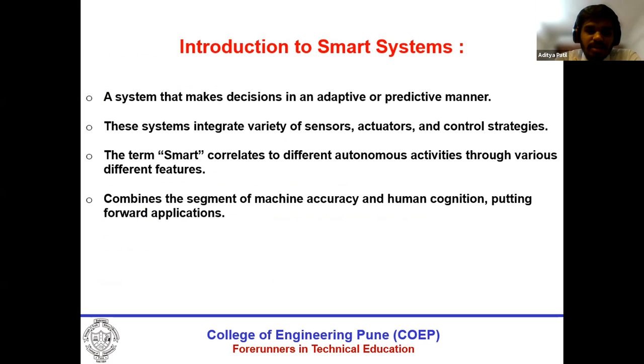is gaining more attention. Such systems are broadly termed as smart systems, which integrate a variety of sensors, actuators, and control strategies. The term smartness is featured with autonomous activities through different types of activities like networking capabilities, energy efficiency, and closed loop controls, to name a few. So smart system basically combines machine accuracy and human cognition, putting forward various applications ranging from construction, manufacturing, aerospace to healthcare and ICT, which are versatile and dynamic.